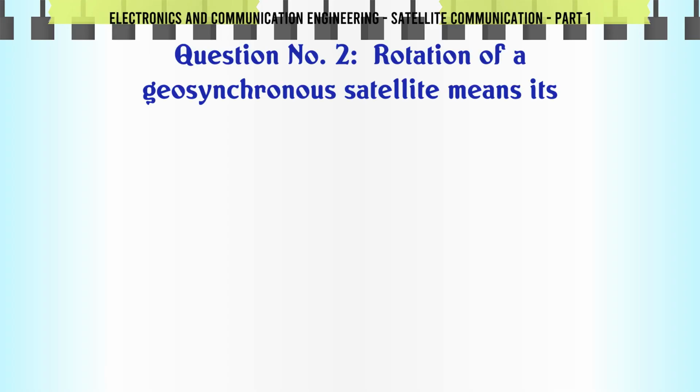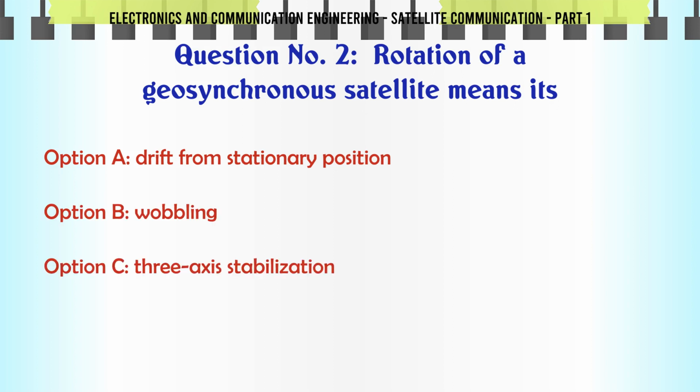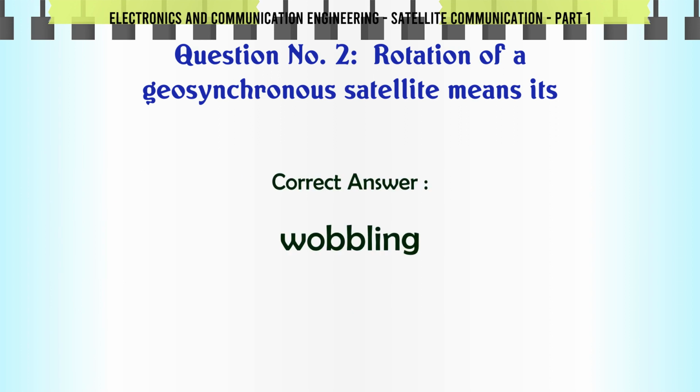Rotation of a geosynchronous satellite means it's A. Drift from stationary position, B. Wobbling, C. 3-axis stabilization, D. 3-dimensional stabilization. The correct answer is wobbling.